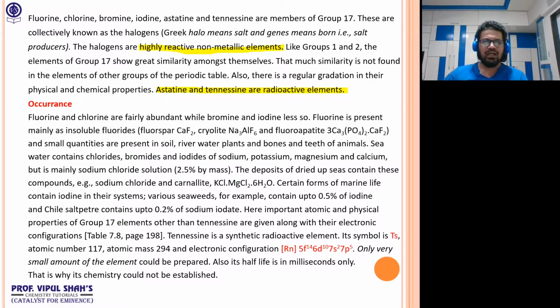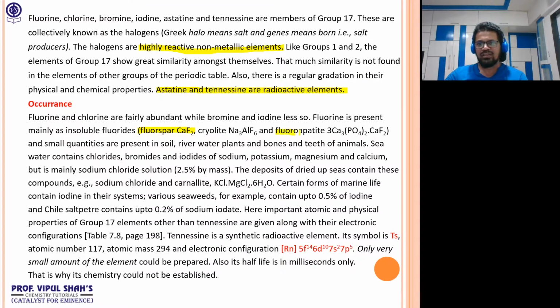Now with respect to the occurrence, fluorine occurs mainly in the form of fluorides. So that is fluorspar, CaF2. This is also called fluorite. Please add one more name and keep it. CaF2 is the name of an ore. It is called fluorspar or fluorite. Then cryolite, that's Na3AlF6, which is also an ore of aluminium.